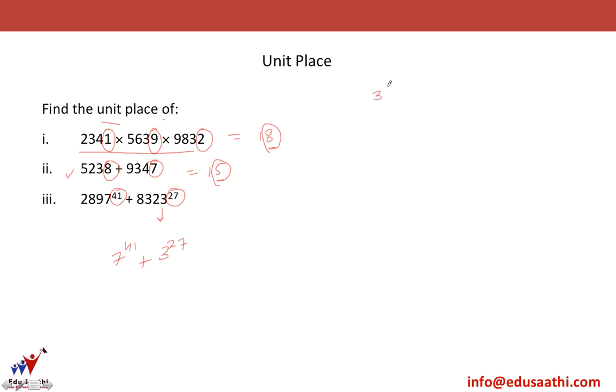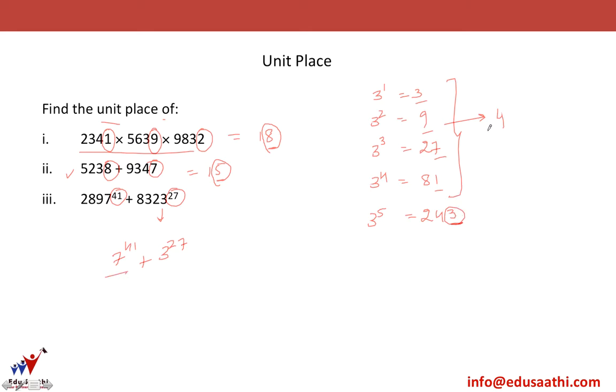I know that 3 raised to power 1 is 3, 3 raised to power 2 is 9, 3 raised to power 3 is 27, 3 raised to power 4 is 81. So the unit digit here is 3971. 3 raised to power 5 is 243. So here 3 repeats itself again. So what I have here is that the cyclicity of 3 is 4, which means that after the fourth power, the unit digit of 3 will repeat itself.